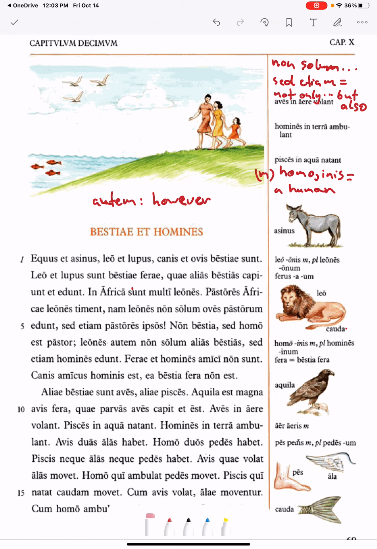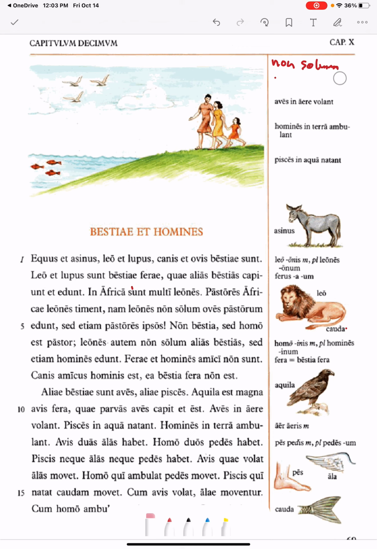All right, let's keep going. Let's go on to the next paragraph. I hope you have those words down. I'm going to erase now. Aliae bestiae sunt aves, aliae pisces. Aquila est magna avis fera, quae parvas aves capit et est. Aves in aere volant, pisces in aqua natant, homines in terra ambulant. Avis duas alas habet, homo duos pedes habet. Pisces neque alas, neque pedes habet. Let's stop here and go back.